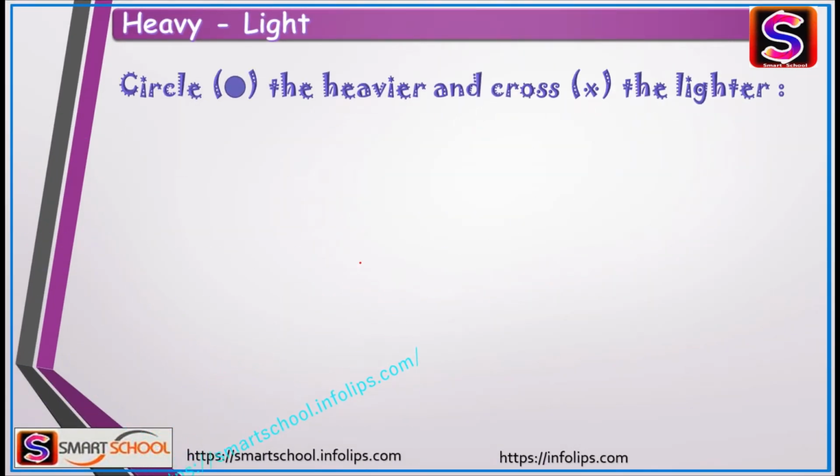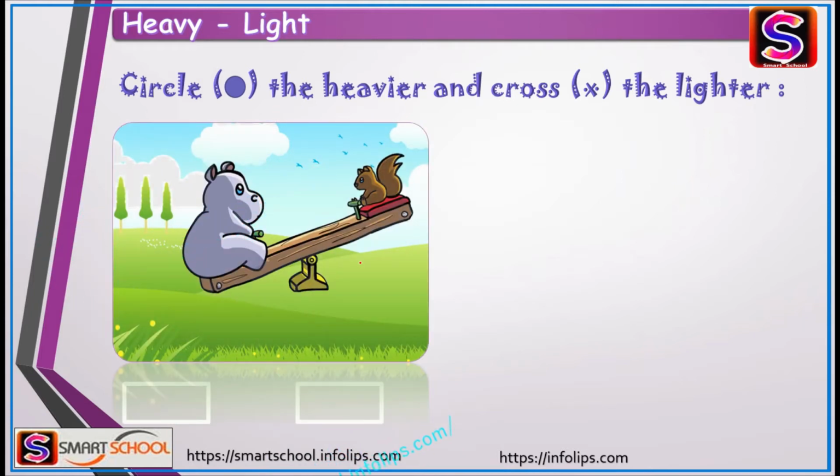Again, circle the heavier and cross the lighter. See here, example. Okay, there is one hippo and another one is a squirrel. So we know that the squirrel has much less weight than the hippo. So who is heavy and who is lighter? Hippo is heavy and squirrel is light. Right, hippo is heavier and squirrel is light. So we will put a cross on the squirrel and a circle on the hippo. Let's see one more example.